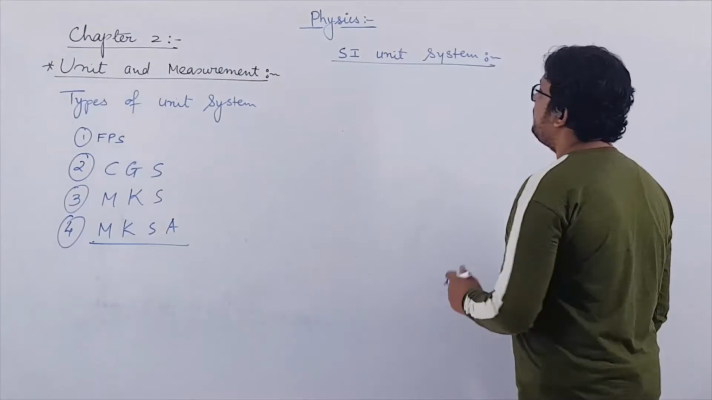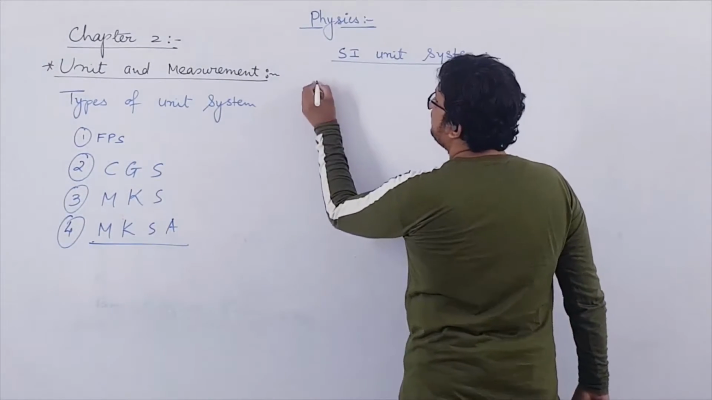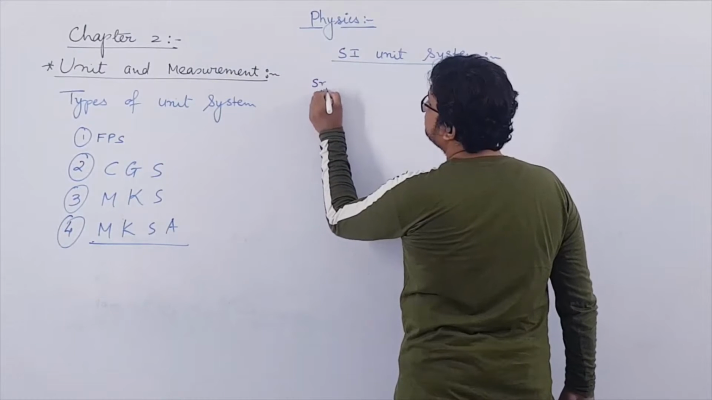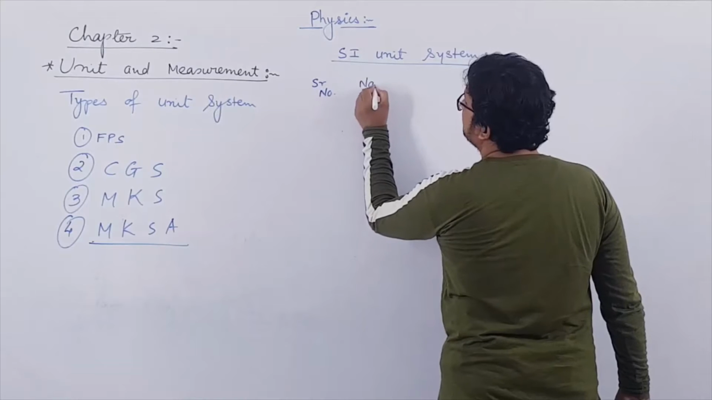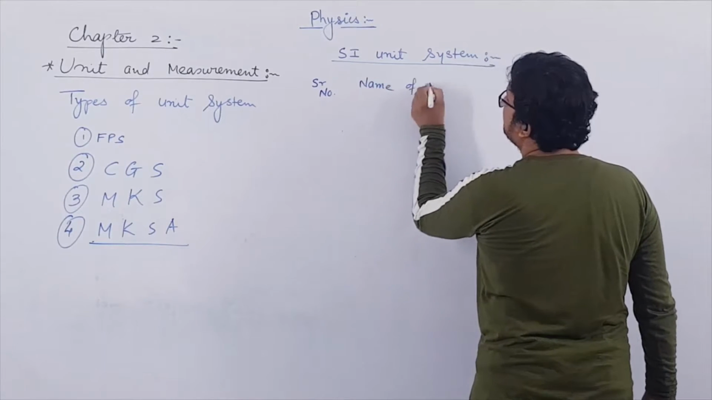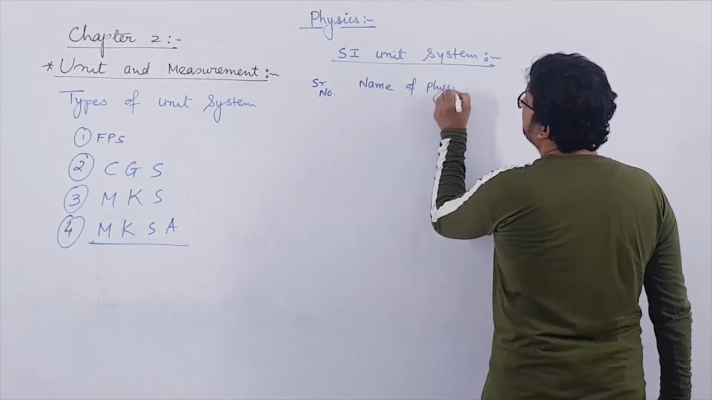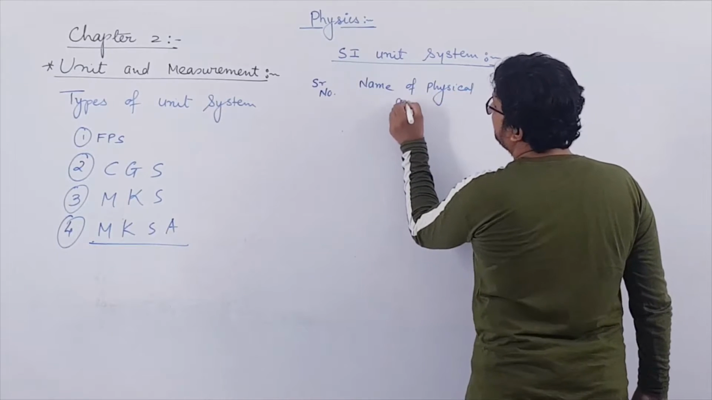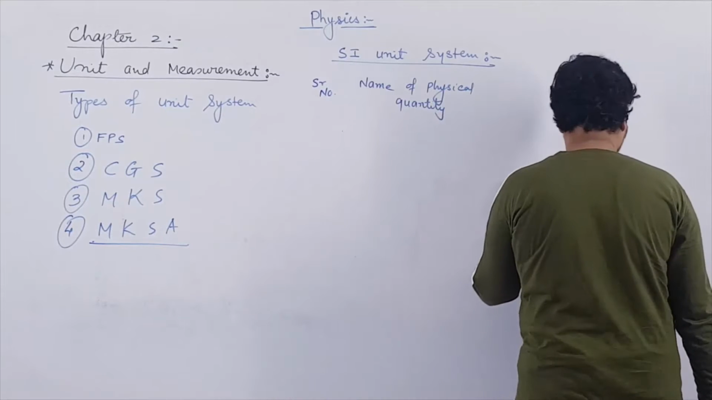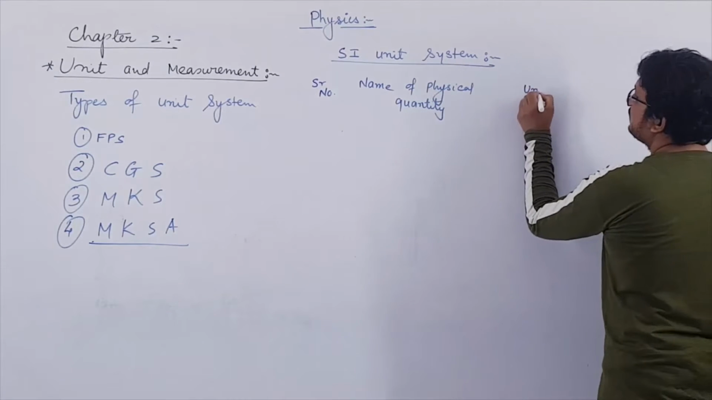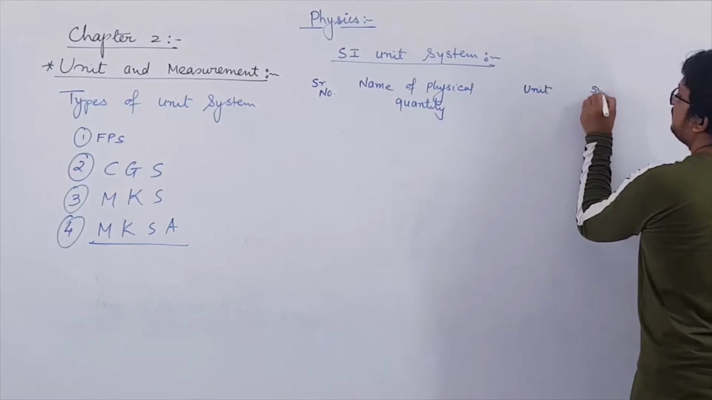So let us draw the table for the SI unit system. Here we write serial number, then name of physical quantity, its unit and symbol.